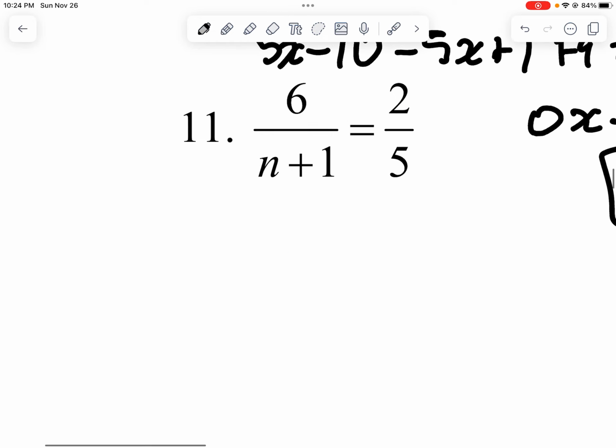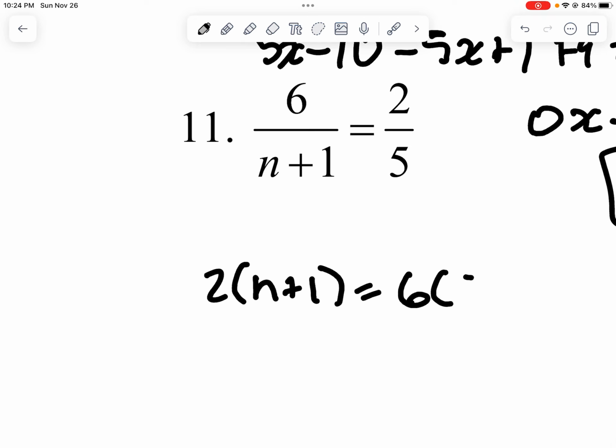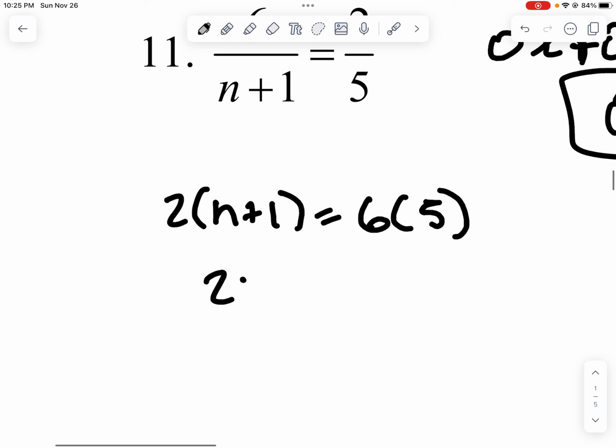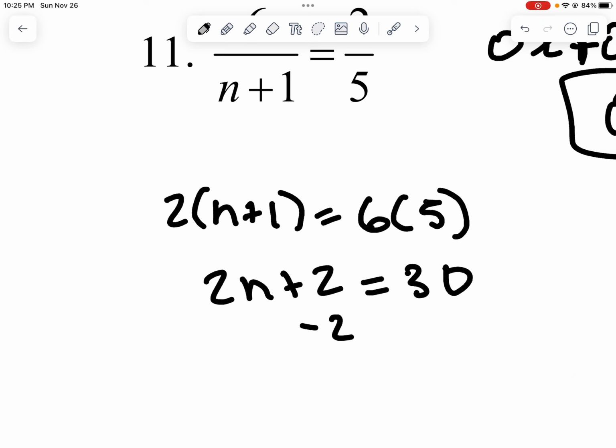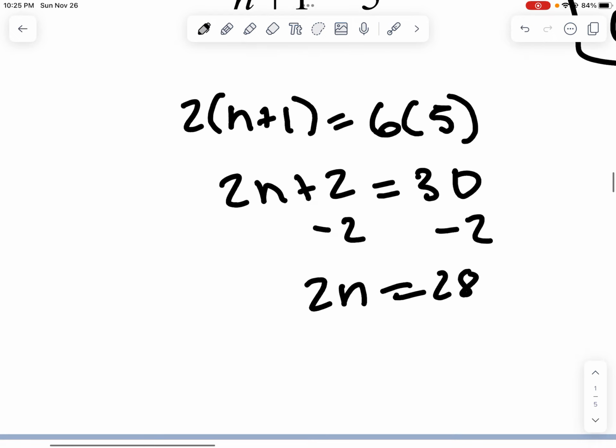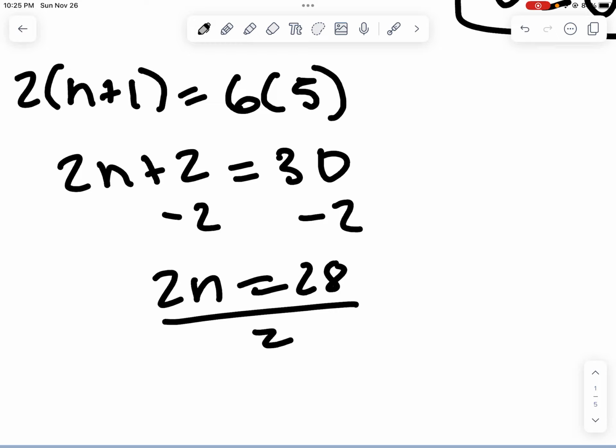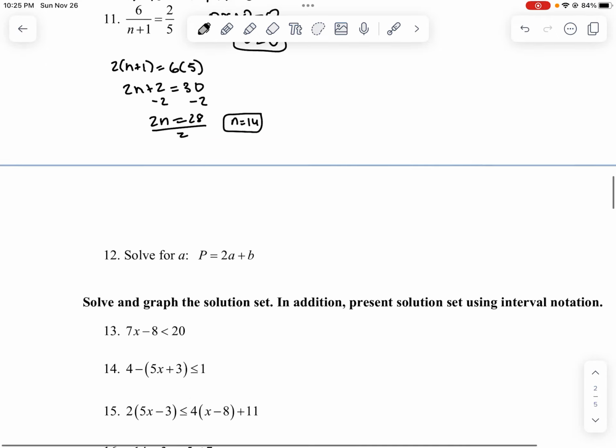So in this case, it would be 2 into n plus 1 equals 6 into 5. So a into d equals b into c, right? So now we just distribute 2n plus 2 equals 6 into 5, 30. Subtract by 2, 2n equals 28. Divide by 2, you get n equals 14. Right? Fairly easy there. Let's keep on going.